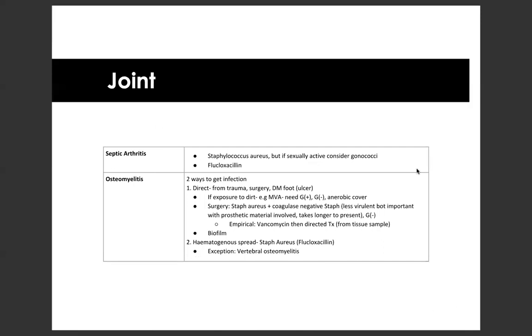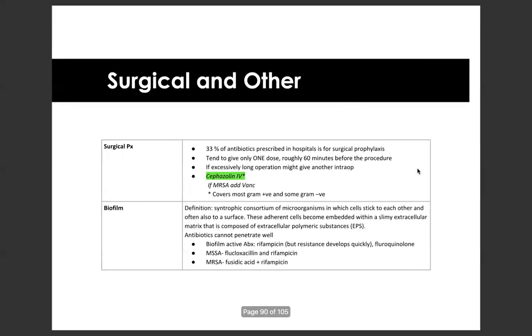And then other infections, your joint infections, so septic arthritis. The most common organism implicated is Staph aureus, so you treat with fluclox, but if they're sexually active, do consider gonococci as a cause. And again, for osteomyelitis, the most common organism is Staph aureus, so again, use fluclox. In terms of surgical prophylaxis, the antibiotic of choice is cefazolin IV, and it tends to be given roughly 60 minutes before the procedure. That's to cover the skin bugs.